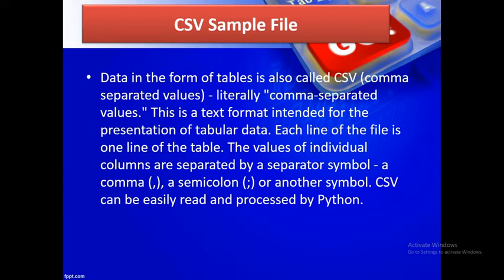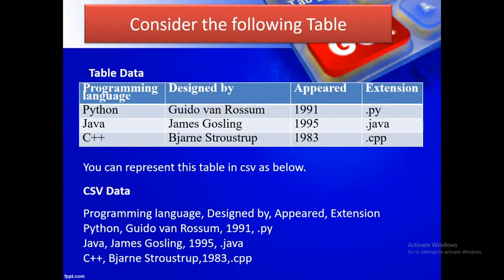So let us see what a table of content looks like in CSV data format. See a table of data, suppose I am putting data of 4 columns and 4 rows in a table, having programming languages like Python, Java and C++. If this table is represented in CSV data, then all those rows will be shown like this, separated by commas. So this is how the CSV data looks like.